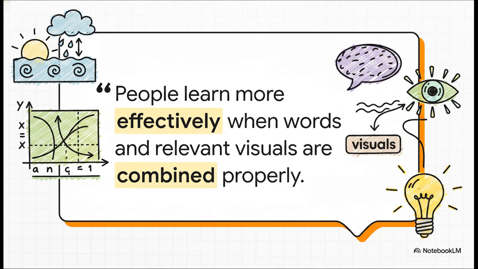Educational researcher Richard E. Mayer has done extensive studies on this, and he states, people learn more effectively when words and relevant visuals are combined properly than when words are used alone. Think about a science diagram showing the water cycle, or a complex math graph mapping out an abstract equation. These visuals make incredibly difficult academic concepts instantly accessible to a student. By combining a spoken explanation with a highly relevant, non-distracting visual, a teacher can solidify memory and understanding in a way that purely verbal instruction could literally never achieve. It's like unlocking a cheat code for the human brain.